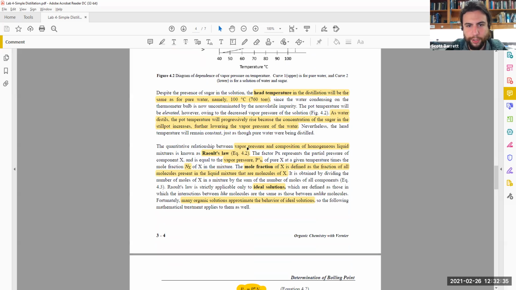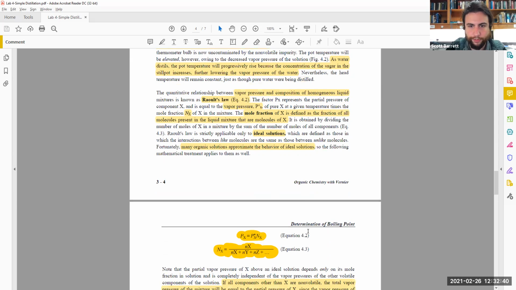So the quantitative relationship between vapor pressure and composition of homogeneous liquid is known as Raoult's law. Equation 4.2, as we discussed at the start, you need to remember that it is the partial pressure of component X equals the vapor pressure P naught X of pure X, like pure water, like we talked about a moment ago, at a given temperature times the mole fraction N of X of this X water in this example in the mixture. The mole fraction of X is defined as the fraction of all molecules present in the liquid mixture that are molecules of X.